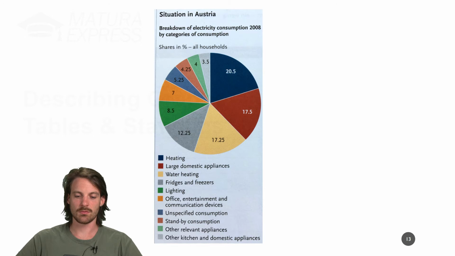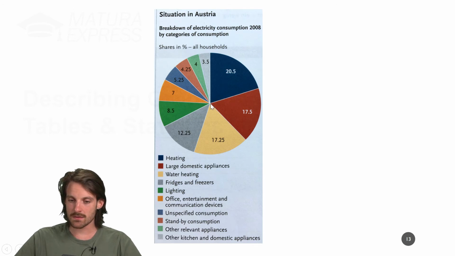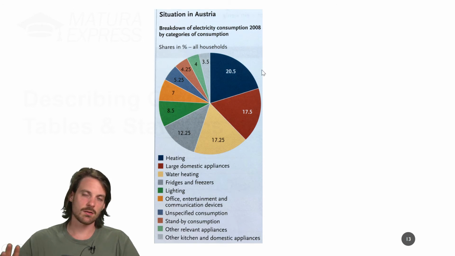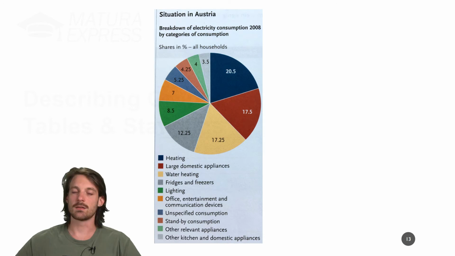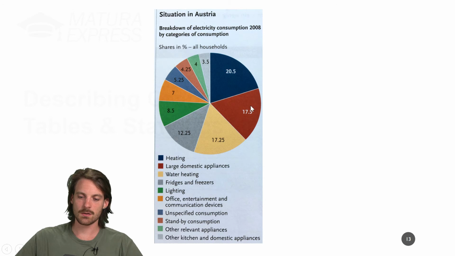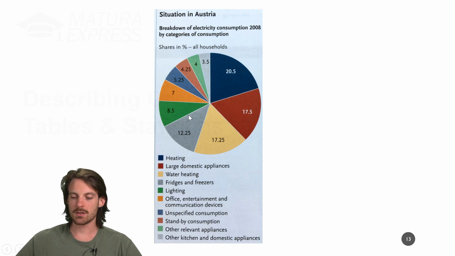For example, what I can see from here is that heating takes up the biggest percentage of all households, and fridges and freezers are the smallest part, actually. So you can start either by comparing the smallest and the biggest, or second biggest, and something that might have struck you during the preparation, that you want to point out and talk about in more detail.